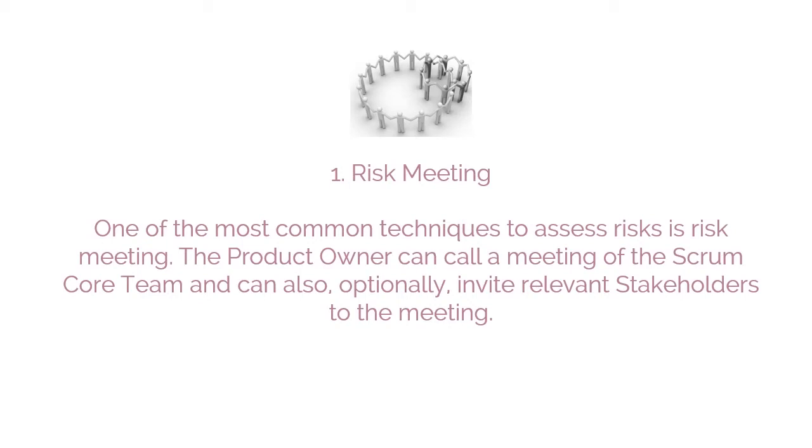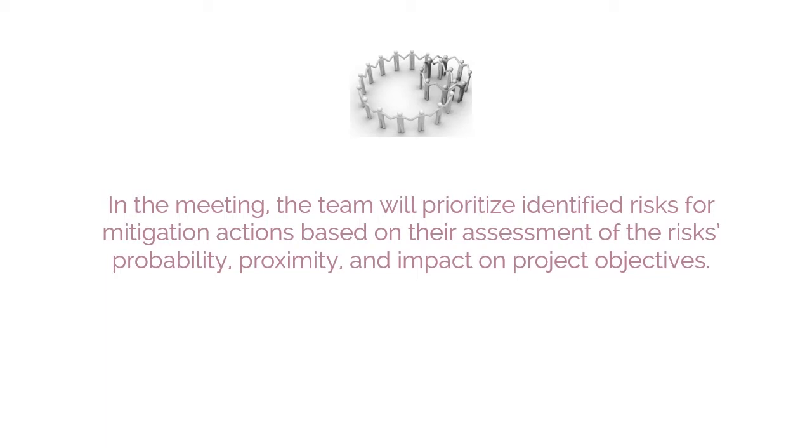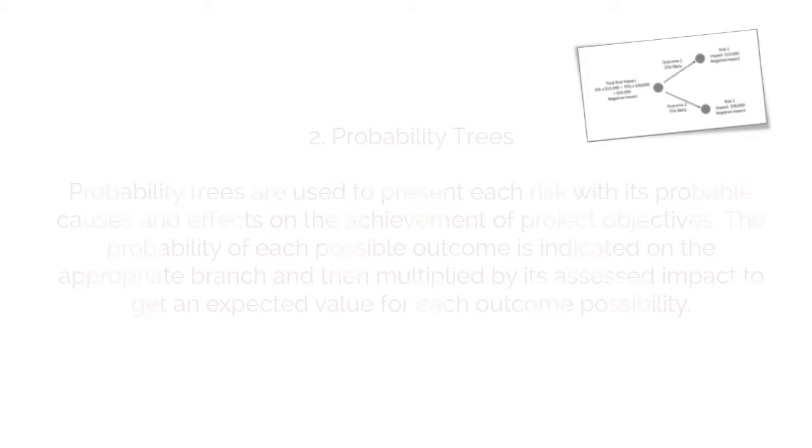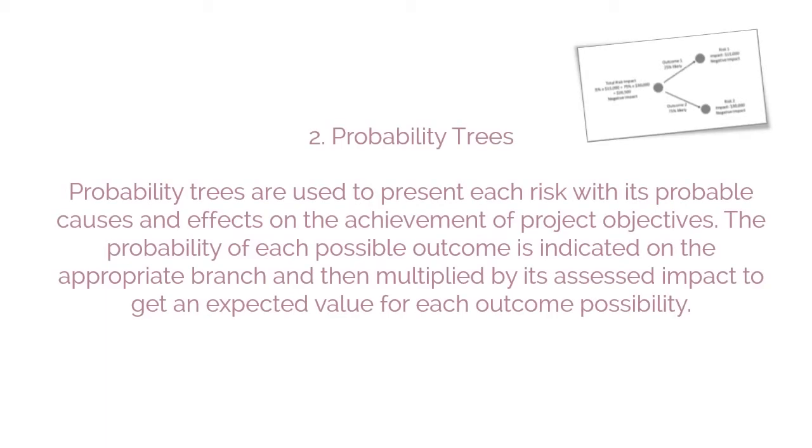Risk assessment techniques. 1. Risk meeting. One of the most common techniques to assess risks is risk meeting. The product owner can call a meeting of the Scrum core team and can also, optionally, invite relevant stakeholders to the meeting. In the meeting, the team will prioritize identified risks for mitigation action based on their assessment of the risk's probability, proximity, and impact on project objectives.